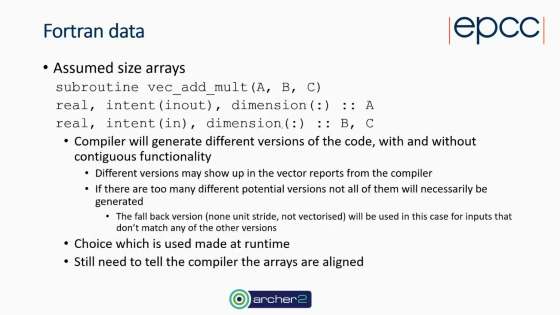Fortran also lets us do these assumed size arrays where you don't tell it at compile time how big the array is. And then what the code will do, the compiler will do, is generate two versions of a loop, one where it's assuming the data is aligned, and one where it's assuming the data isn't aligned, and then check at runtime to call the correct one. So we still need to make sure those arrays are aligned.